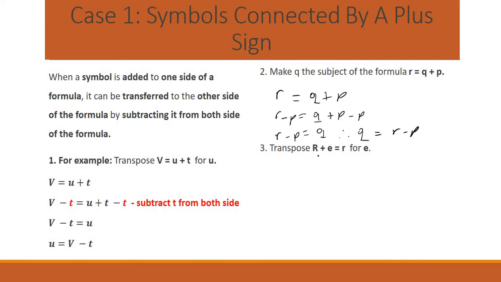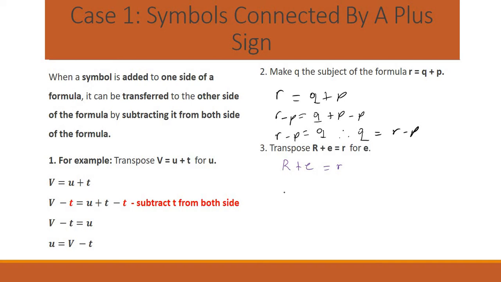Transpose capital R plus lowercase e equal lowercase r for E. So in this case, we want to make E the subject. So the first thing that we need to do is to rewrite our question, right? So we know that capital R plus E is equal to lowercase r. Now we know that capital R is being added to the E. So if we want to transfer it to the other side, we need to subtract capital R from both sides.